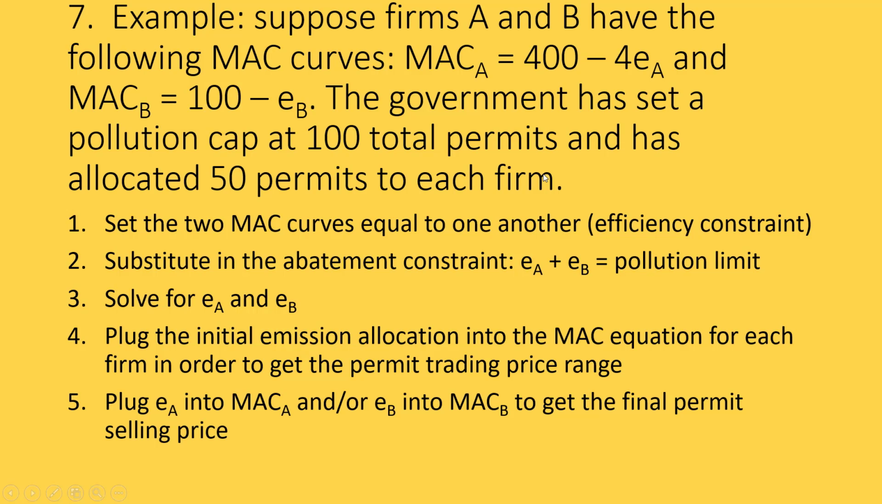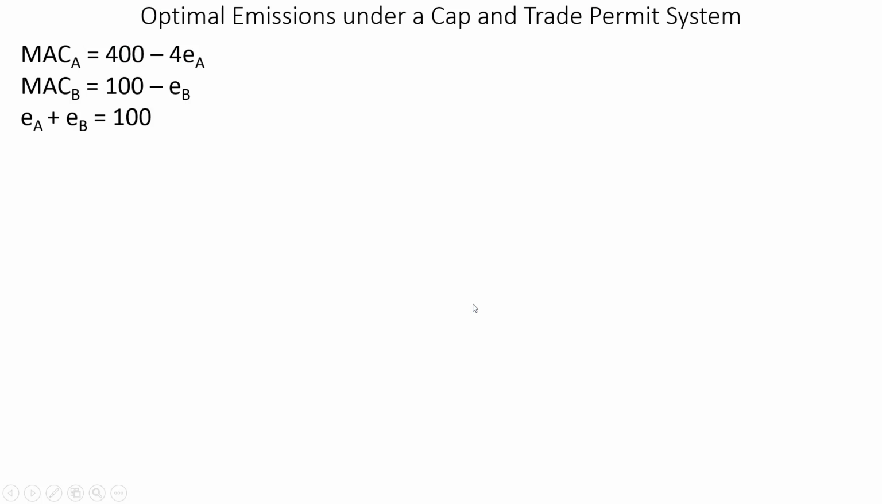So with that in mind, suppose that firms A and B have the following marginal abatement cost curves, and the government has set a pollution cap at 100 total permits and has allocated 50 permits for each firm. So again, be able to follow those instructions we just went through in order to figure out the total cost for each firm, both before and after selling permits, and maybe even figure out how much money they save through buying and selling permits. Right, so that's the idea behind being able to do a problem like this. All right, so let's go through it.